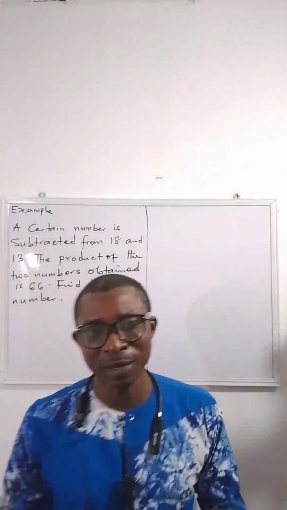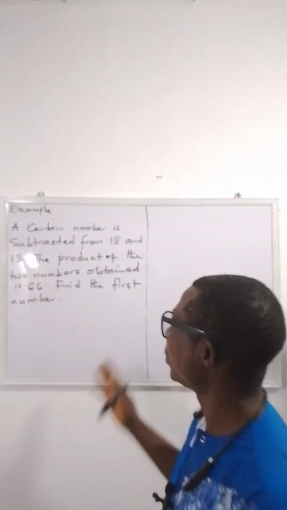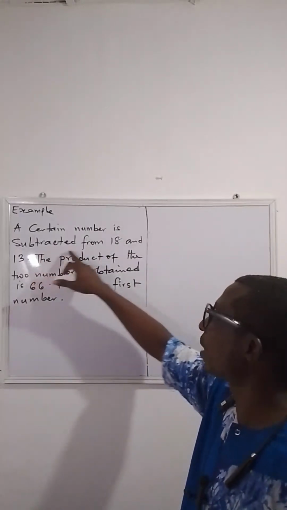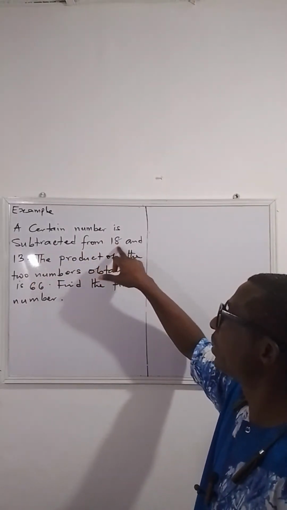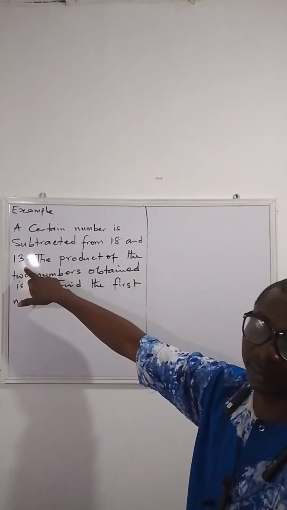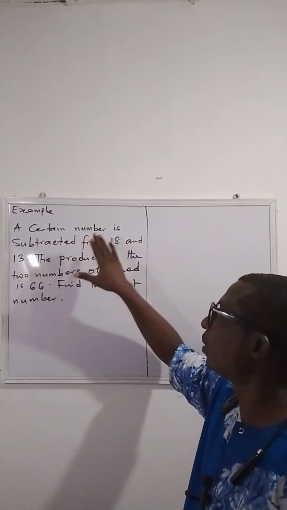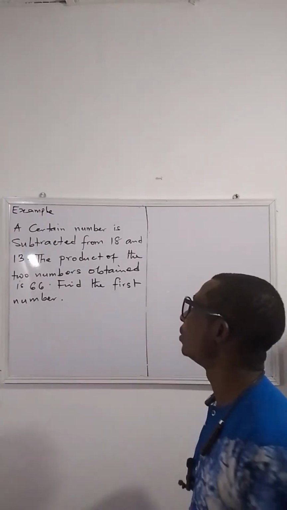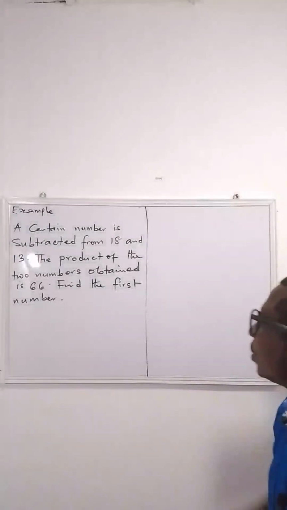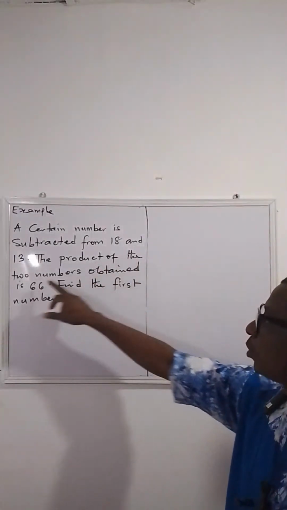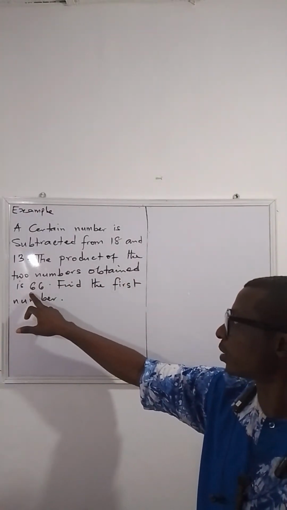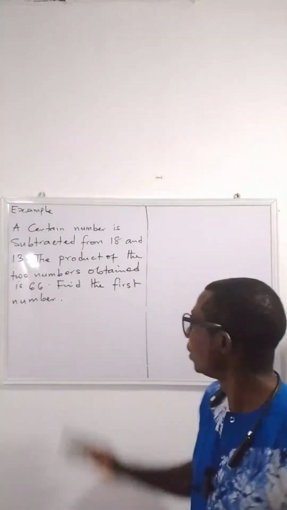Yes, this is another wonderful question. So how do we solve this problem? Now let's read the question again. A certain number is subtracted from 18 and 13. Now, the product of the two numbers obtained is what? 66. Find the first number.